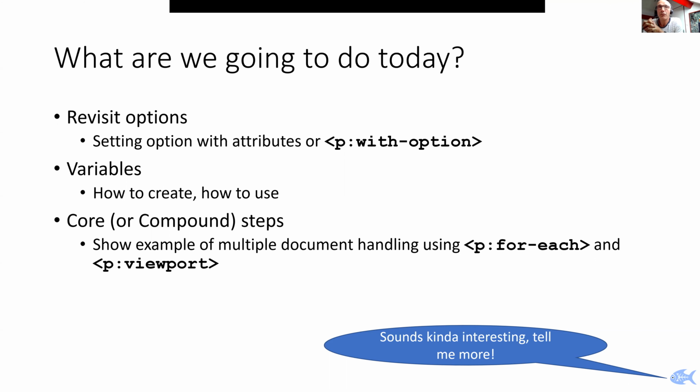Then I want to talk shortly about variables, how you create them, how you use them. And it's not only that variables are very useful, but also the things I can tell you about setting variables that are useful. And then I would like to show the core or the compound steps. I think these are the steps that really make your pipeline sing and dance. You can do looping, you can do decisions, and stuff like that. So I'm going to talk about what core steps there are and introduce some of them to you. Not all, there's not enough time for that.